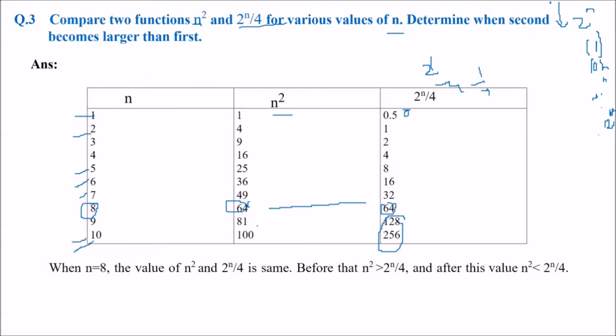But after this it is increasing. For input 10, n square was 100, but 2 to the power n became 256. But these are very, very small numbers. We are not interested in this. We are interested in 10 to the power 9, 10 to the power 10, say 10 to the power 20. For these types of numbers we are interested, and n square is definitely going to have an edge.